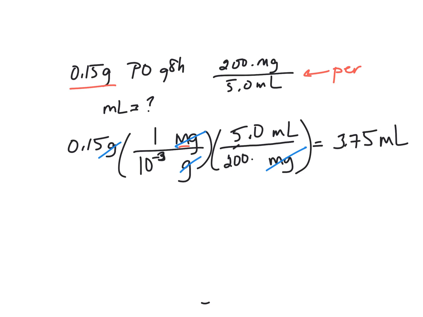We do have to look at significant figures. If I look at my original values given, I have 2 sig figs there, 0.15 and 5.0. Notice there is a decimal point there after the 200, so those zeros are significant. That's why we put that decimal point there. So when I convert this, I round it to the right number of sig figs, and I get 3.8 milliliters.